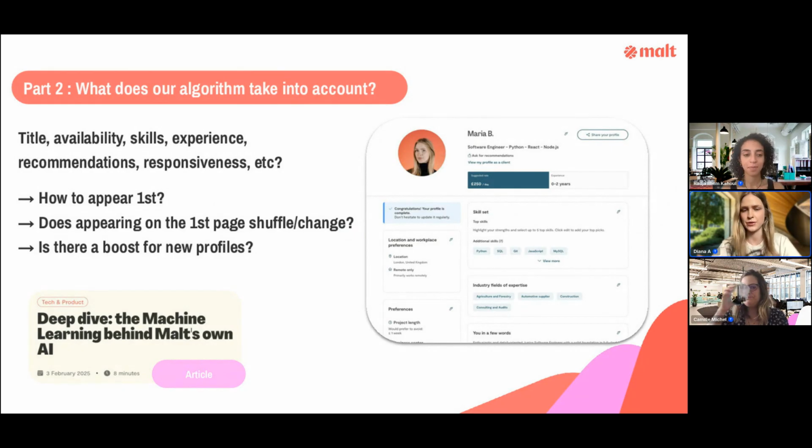So I'm really curious, because obviously we have the title, availability, skills, experience, recommendations, responsiveness. Is there anything that the algorithm prioritizes when it takes these into account? I also saw some questions around the photo, because we want to have people with profile photos on it. So how does it work? What is the process around this? What does it take into account basically?